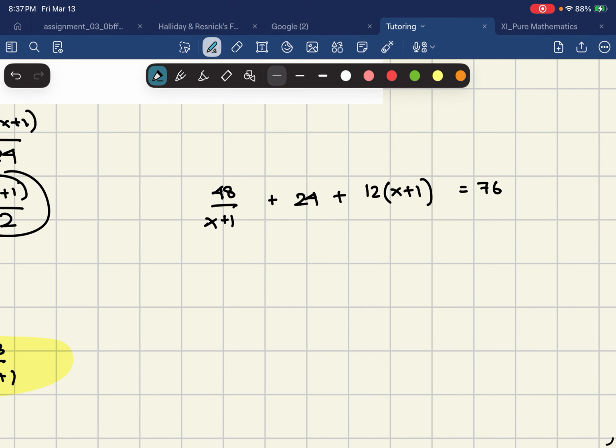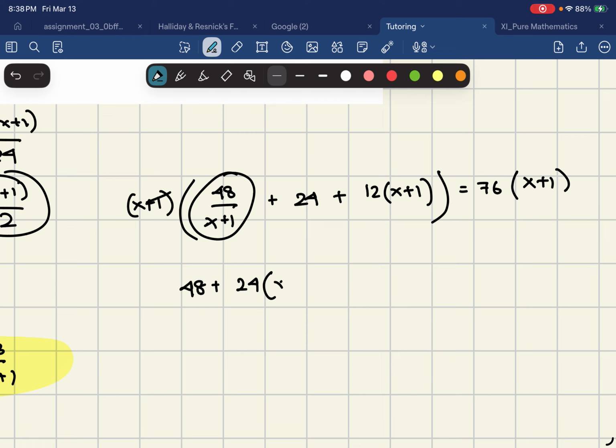Let's think about it. Well, this is an algebra question, so you can easily solve this. You can multiply by (x plus 1). Why? Because (x plus 1) is in the denominator. I don't like working with stuff when it's in the denominator, especially if it's variables. So the first term, the x plus 1 in the outside and in the denominator are going to cancel out and give me 48. Now (x plus 1) times my second term, 24 times (x plus 1). And finally, we are going to have 12(x plus 1) squared.